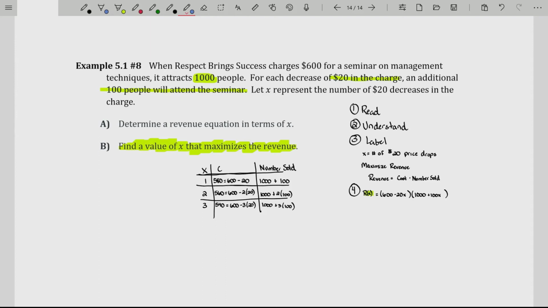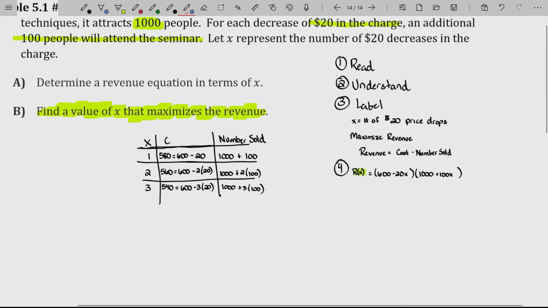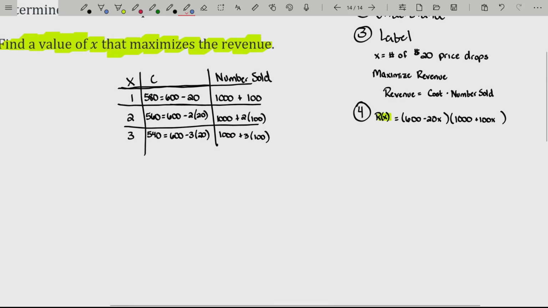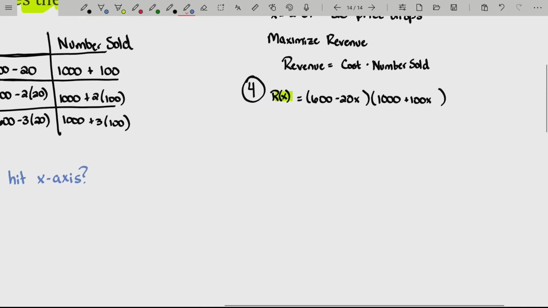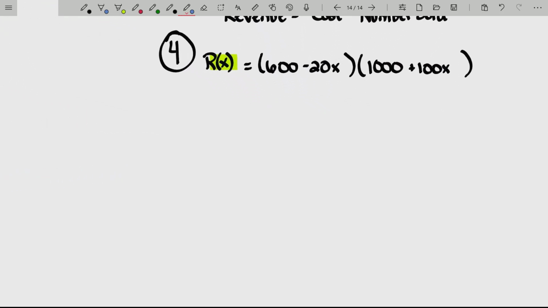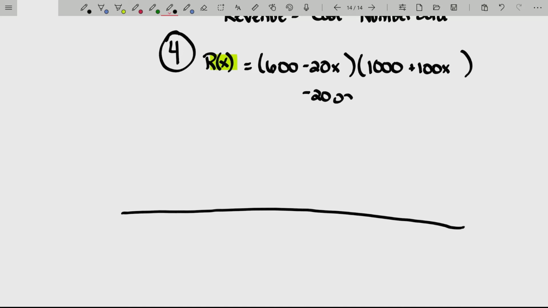Instead, I could ask, when does it hit a different axis? Specifically, when does this function hit the x-axis? And the reason why I'm asking that question is because if I know when a parabola hits the x-axis, and I know that this parabola goes upside down because it's a negative 20, actually not 20x squared. I wrote that, but it should be negative 2000x squared. Anyway, the reality is that it's an upside down parabola.